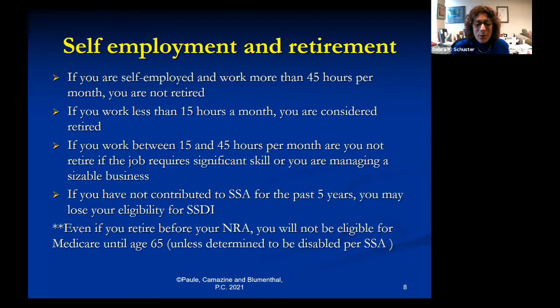Even if you retire before your normal retirement age, you will not be eligible for Medicare until age 65 unless you're determined to be disabled by the Social Security Administration. That's a whole other category of consideration.